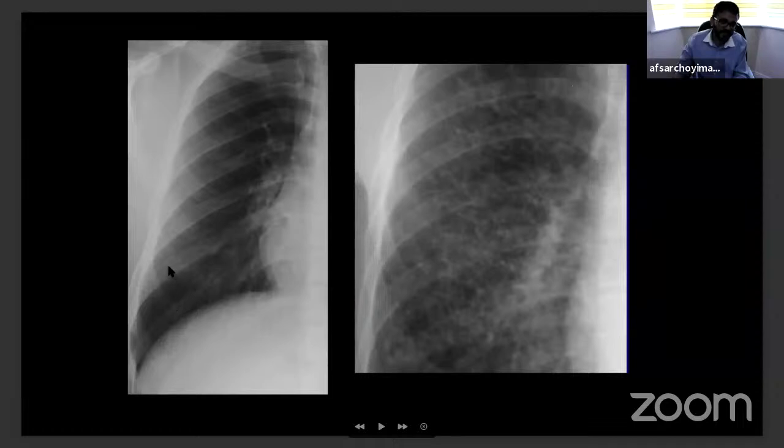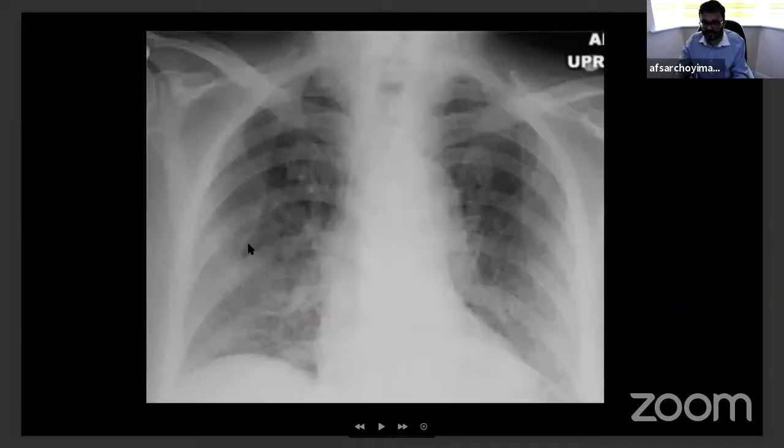When you're looking for interstitial changes, in a normal X-ray you should be seeing only the lung markings, the vessel markings. If you see anything additional to the vessel markings, then that's all interstitial thickening. You look for anything additional which you can't explain as a vessel, then that's all interstitial thickening. So these kind of tiny nodules you see, they are all actually interstitial nodules.